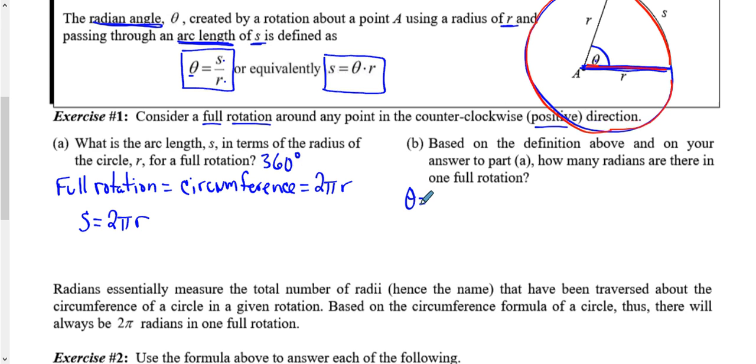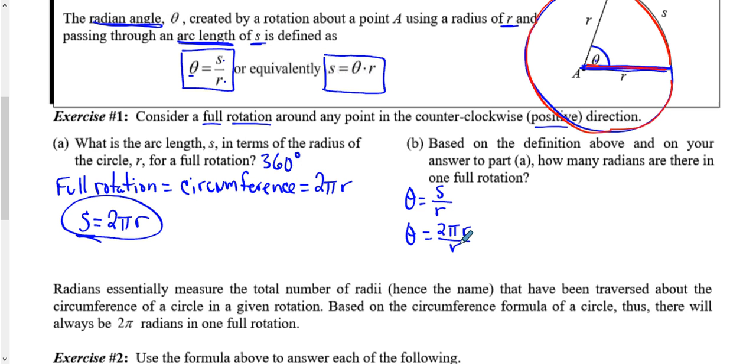Theta equals our arc length, S, divided by the radius, R. But from part A, what is our arc length equal to? S equals 2 pi r. So let's substitute. Theta must equal 2 pi R over R. We just substituted, didn't we?